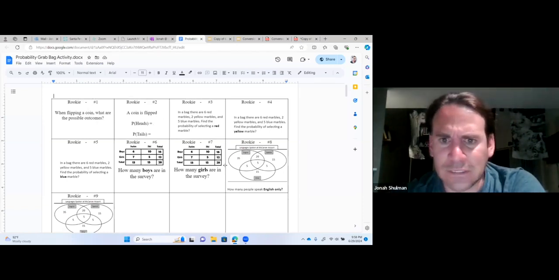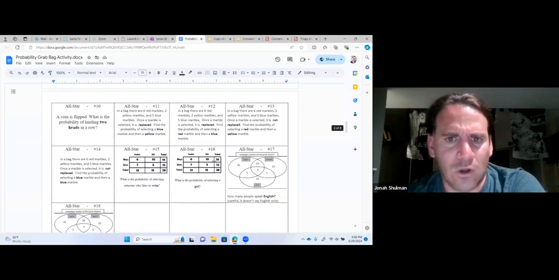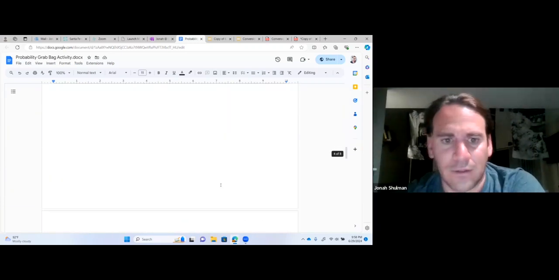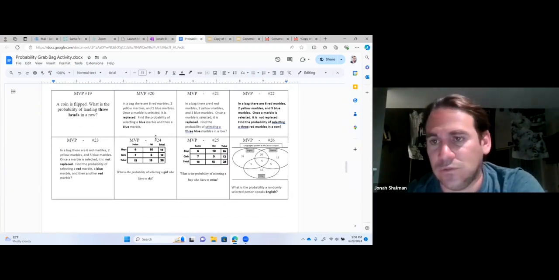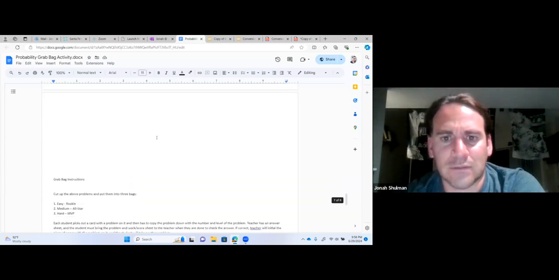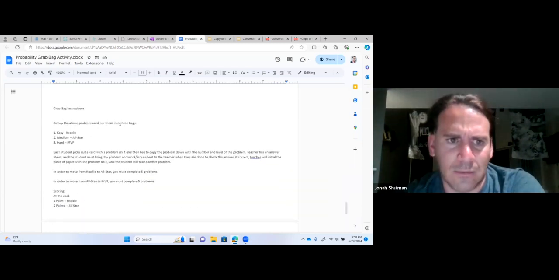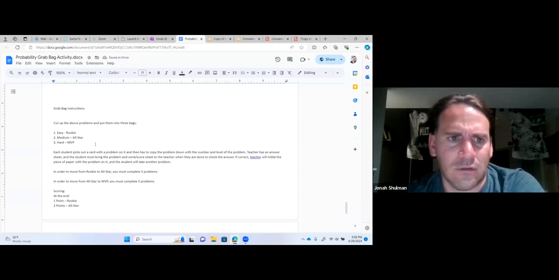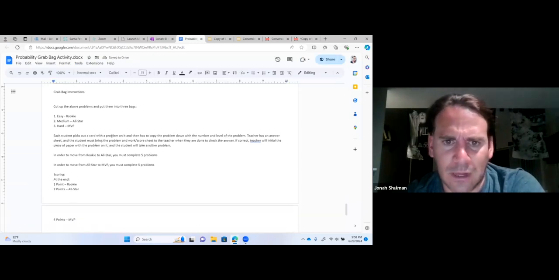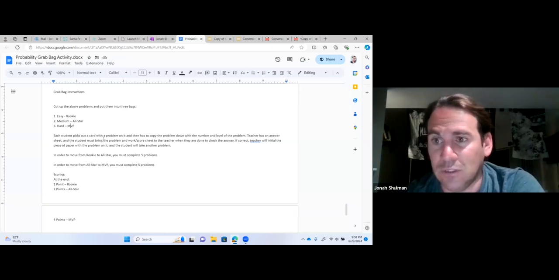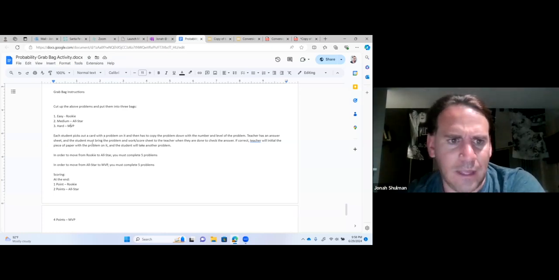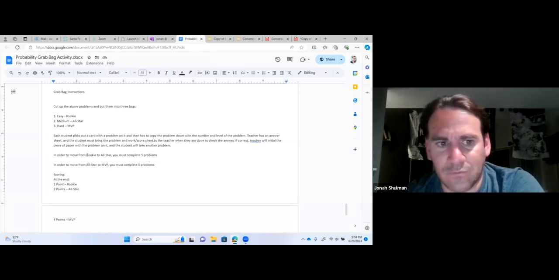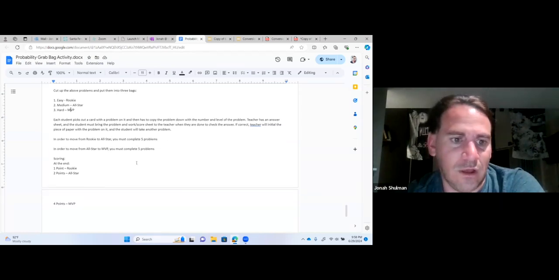Notice it goes rookie, they're really easy. All-star, which is a little bit harder. Then I have MVP questions. Now, basically, what are the rules? So you cut up the problems, you put them in 3 bags: rookie, all-star, and MVP. Each student picks a card with a problem on it. The teacher has an answer sheet. I would always just do it right there. And you'll initial the piece of paper. In order to move from rookie to all-star, they complete 5. From all-star to MVP, they complete 5.